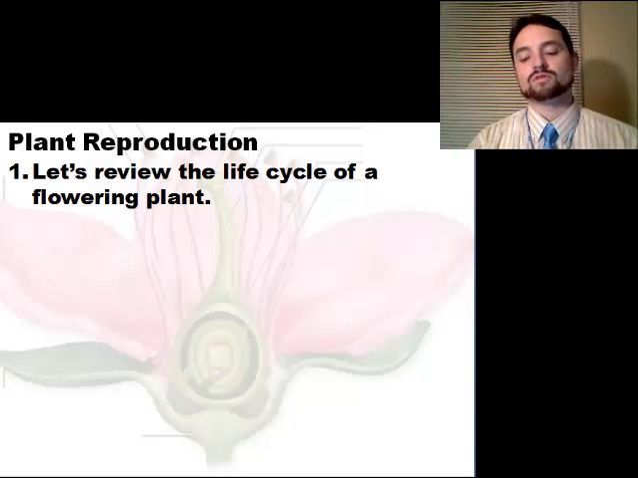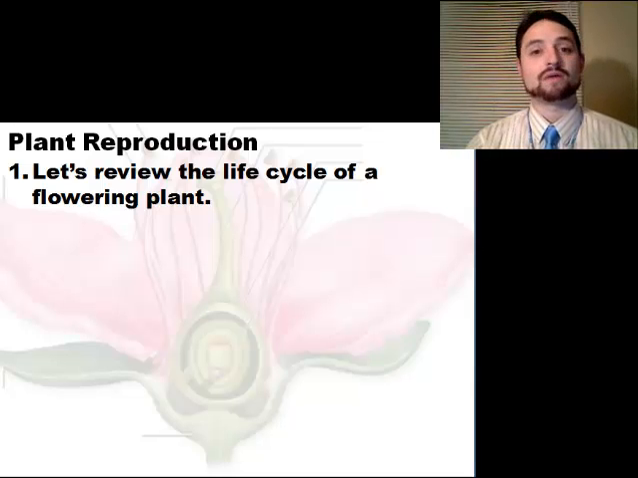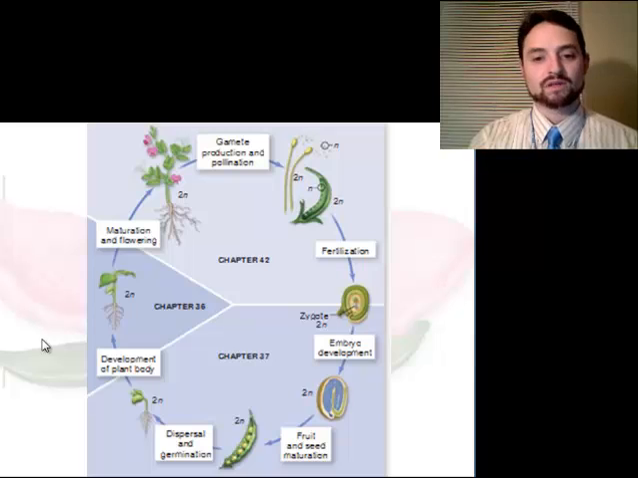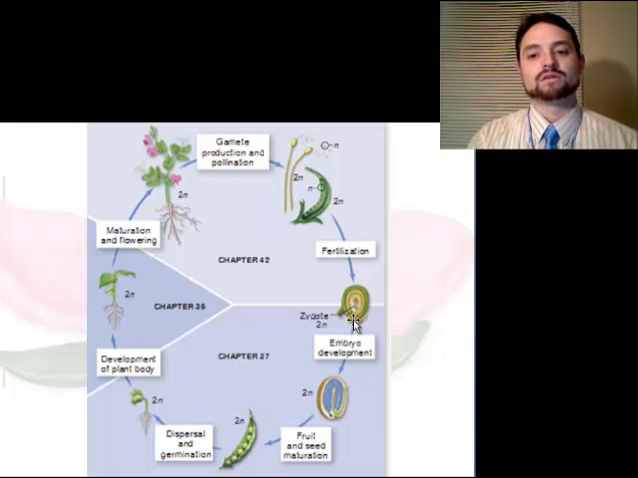Let's review, starting off with the life cycle of a flowering plant. That's the easy place to start. So when we look at the life cycle of a flowering plant, we can start with the seed here, which is a 2n plant. That means it's a diploid plant. That actually is going to grow into the sporophyte. Okay, so you produce the seeds. That grows into the sporophyte. You can see here, the sporophyte is what grows up. It is diploid. That sporophyte will produce flowers.